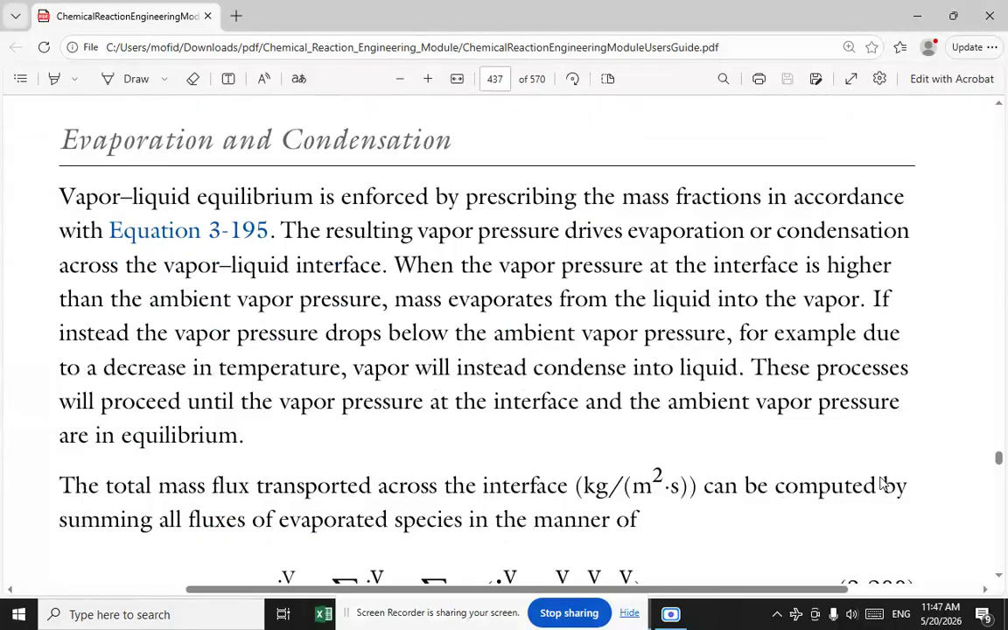Vapor-liquid equilibrium is enforced by prescribing the mass fractions in accordance with equation 3-195. The resulting vapor pressure drives evaporation and condensation across the vapor-liquid interface. When the vapor pressure at the interface is higher than the ambient vapor pressure, mass evaporates from the liquid into the vapor. If instead the vapor pressure drops below the ambient vapor pressure, for example, due to a decrease in temperature, vapor will instead condense into liquid. The processes will proceed until the vapor pressure at the interface and the ambient vapor pressure are in equilibrium.